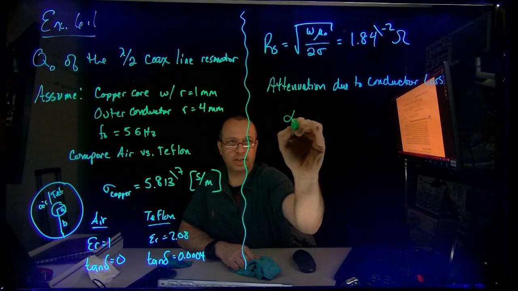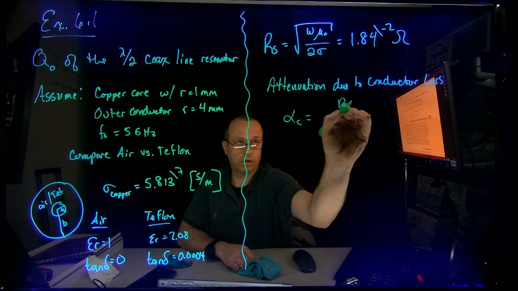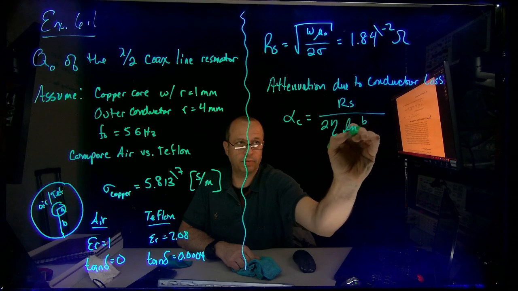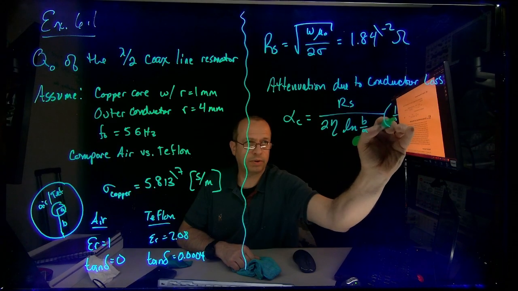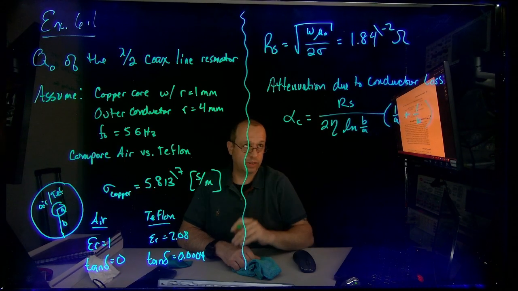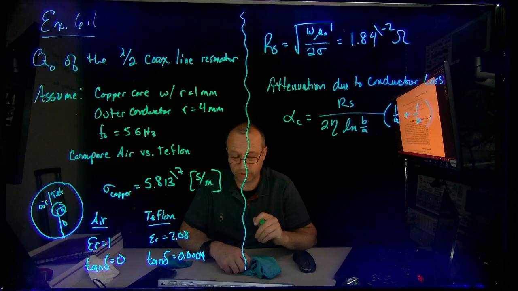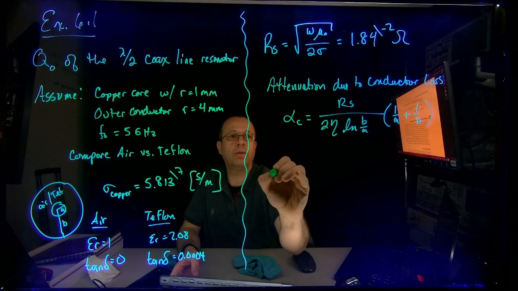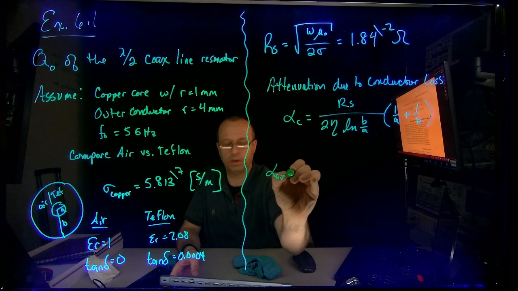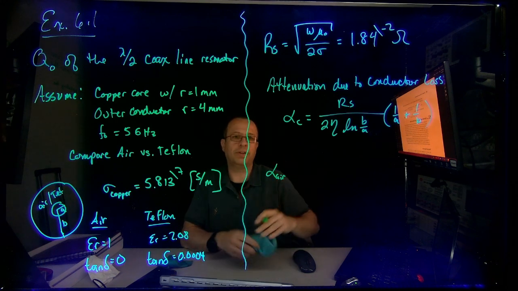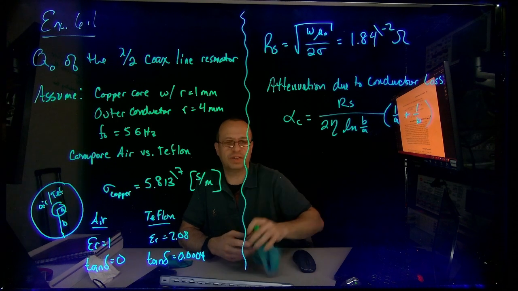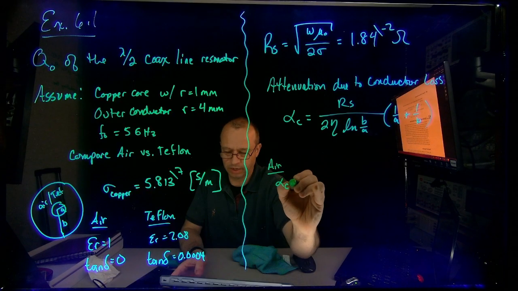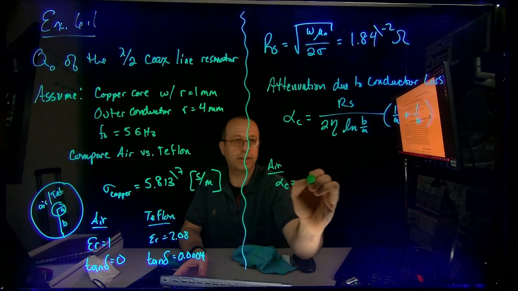And that equation is alpha C equals R_S over 2 eta ln of B over A, times 1 over A plus 1 over B. So that's the equation we're going to use, and all we're doing is plugging in numbers that we already have. We're going to look at air, so alpha air. I'll leave it this way. Your textbook doesn't subscript it, it just says air and then alpha C. However you want to write it to understand it.